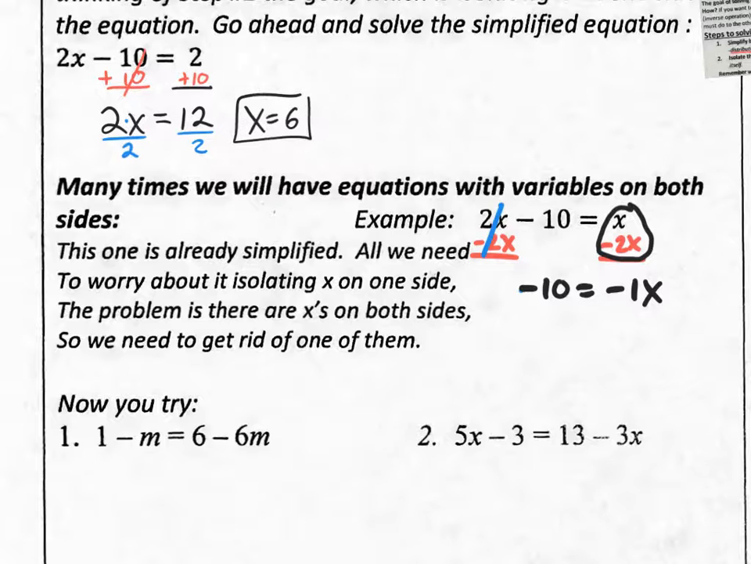And I want to get x by itself. I don't want a negative 1x right in front of there. I don't want this negative 1, which is really negative 1 times x. So to get rid of multiplication, again, you're going to use division.